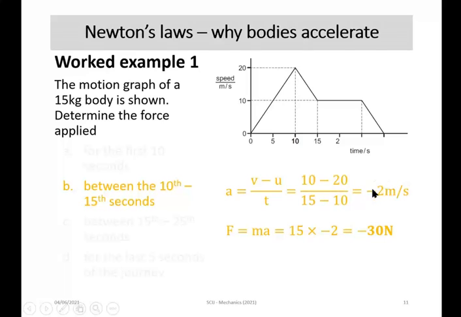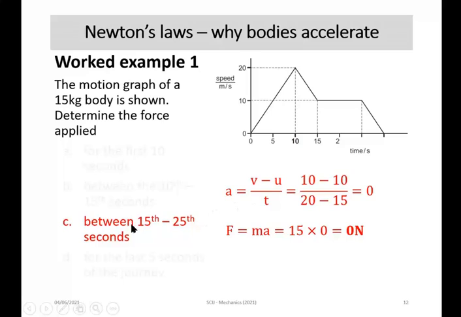Now, why negative? The negative tells us that it is decelerating, it is decreasing in speed. And if it is decreasing in speed, then the force is opposing motion. It is an opposing force. And a force moved it so fast from here all the way here. And to reduce speed, we must apply force in the opposite direction. That's indicated by the negative. The force that will decrease the speed will be negative 30 newtons.